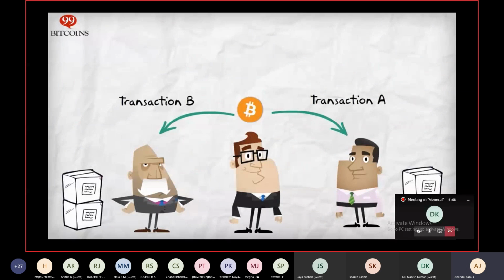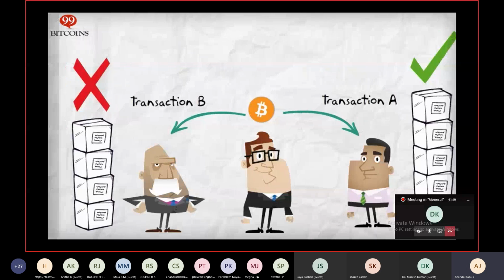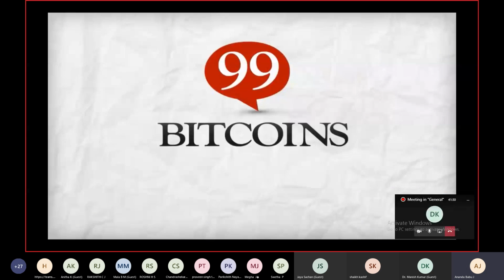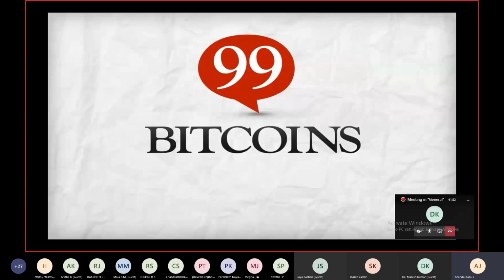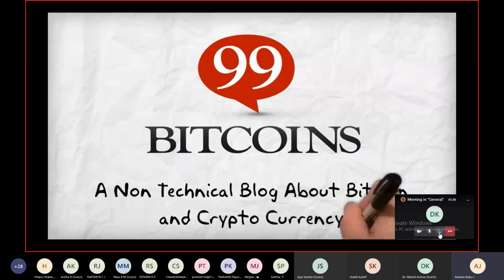This is why it's recommended to wait until 6 confirmations before considering a transaction complete, since it's highly unlikely that this race will happen more than 6 times. So in the end, we will have a clear winner, and only 1 transaction will be confirmed. Until this race is resolved, both transactions are at risk of getting canceled. Now you know what double spending is. For more information, visit 99bitcoins.com, a non-technical blog about Bitcoin and cryptocurrency.